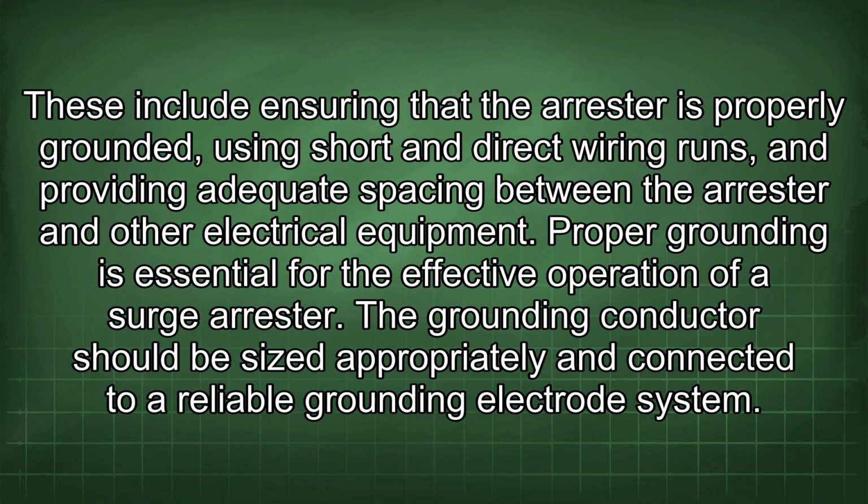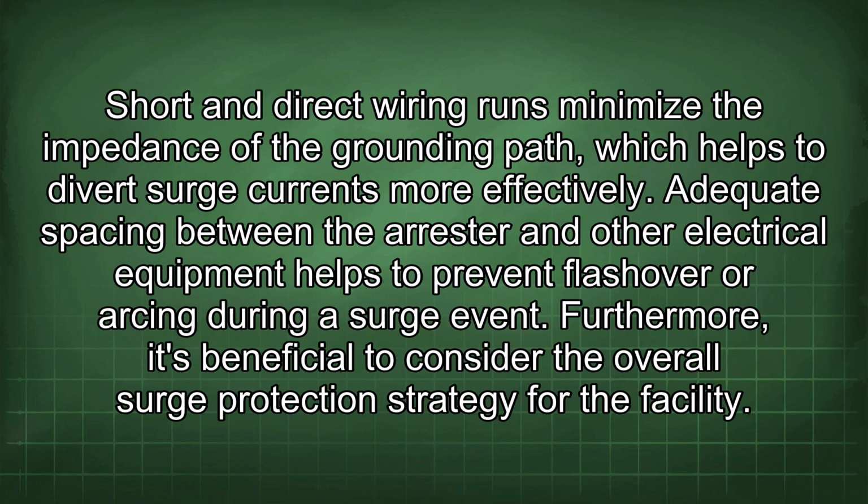These include ensuring that the arrestor is properly grounded, using short and direct wiring runs, and providing adequate spacing between the arrestor and other electrical equipment. Proper grounding is essential for the effective operation of a surge arrestor. The grounding conductor should be sized appropriately and connected to a reliable grounding electrode system. Short and direct wiring runs minimize the impedance of the grounding path, which helps to divert surge currents more effectively. Adequate spacing between the arrestor and other electrical equipment helps to prevent flashover or arcing during a surge event.